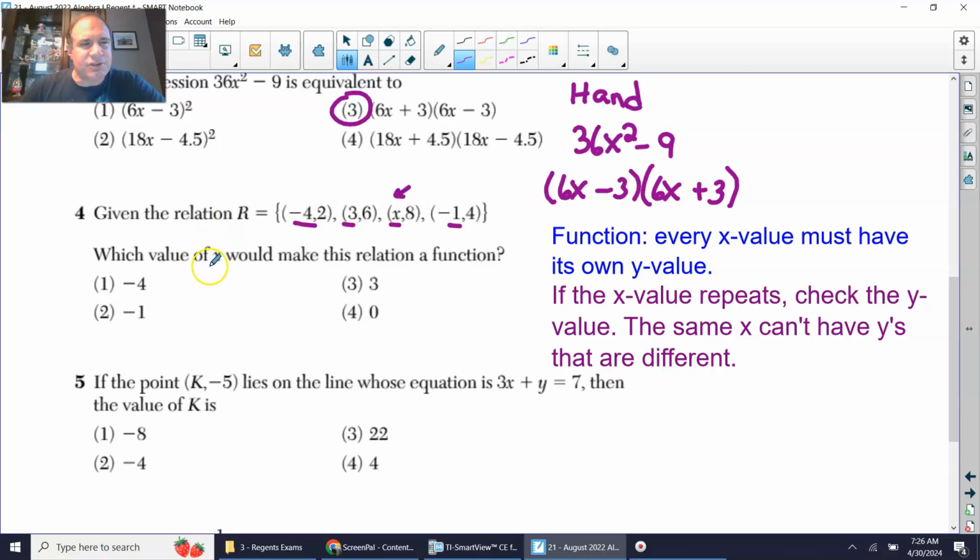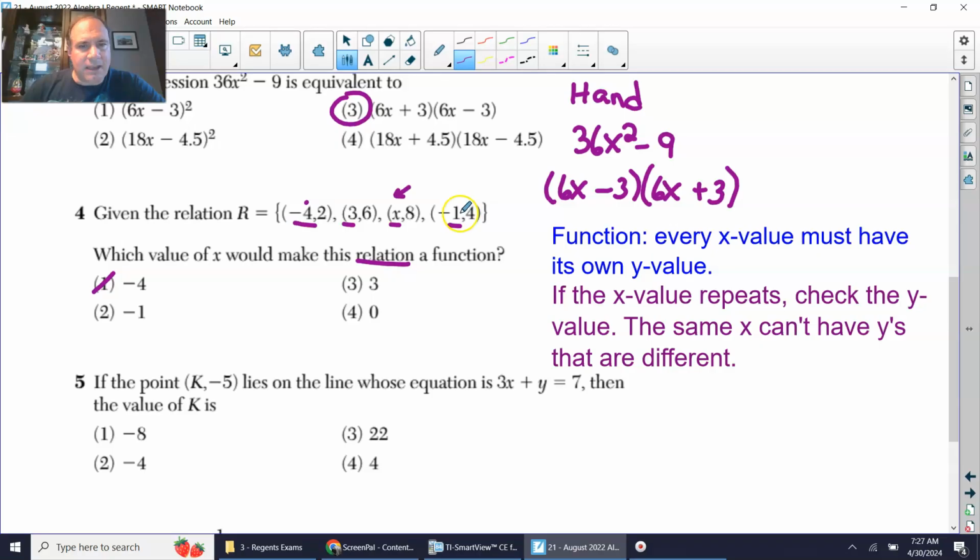Which value of x would make this relation a function? So you can't pick the same x that the other terms have. So if you put a -4 in here for this x, it would mean that this -4 goes to 2 and this -4 would go to 8. That is not a function.